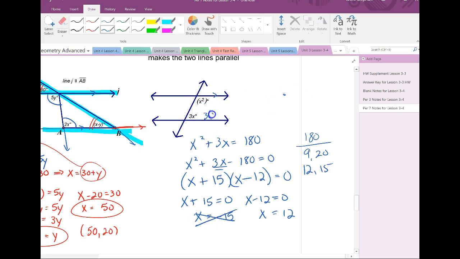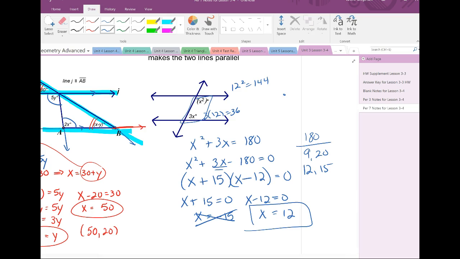Now double check to make sure the other one still works. Yeah, I get 3 times 12, which is 36. And I get here 12 squared, which is 144. Well, 144 plus 36 adds up to 180. x equals 12 is my actual answer. Now again, you've got to remember some rules to do this. I had to remember what same side interior angles do. They have to add up to 180 to have parallel lines.